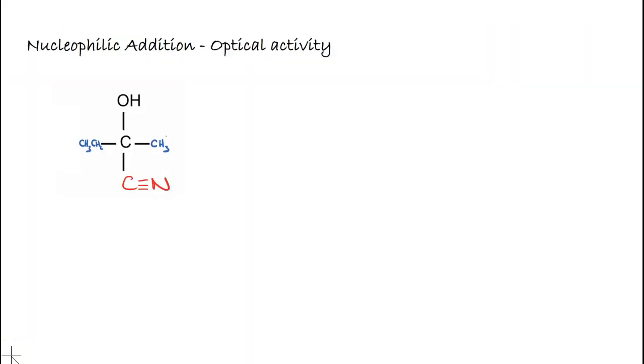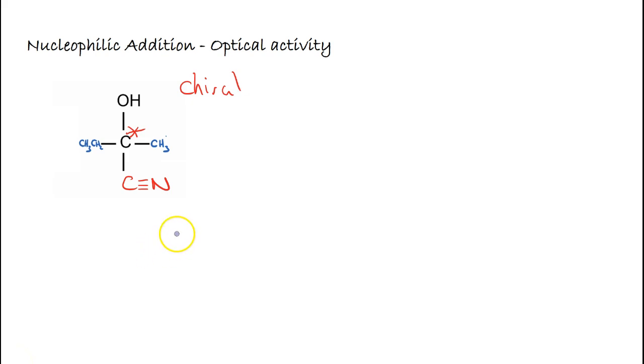If we look at this reaction, then we can see the product here has a carbon in the center, and that carbon has got 4 different groups attached to it. That means we can identify this carbon as a chiral carbon, and this molecule is going to be an enantiomer and will be optically active.